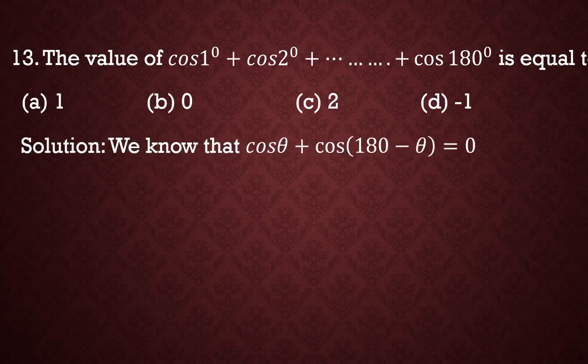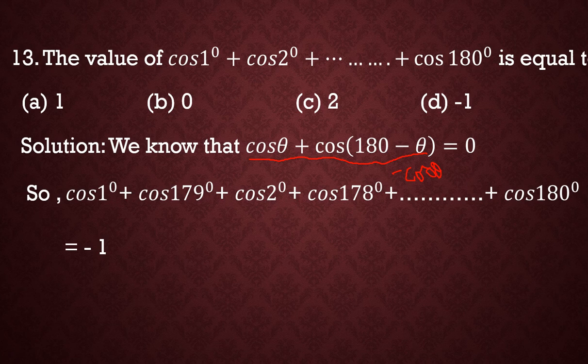So we know that cos theta plus cos of 180 minus theta is equal to 0. Because 180 minus theta is an allied angle, 180 minus theta indicates the second quadrant. In the second quadrant, the cos function is negative. So cos of 180 minus theta is minus cos theta. So cos theta plus minus cos theta, the value is equal to 0.